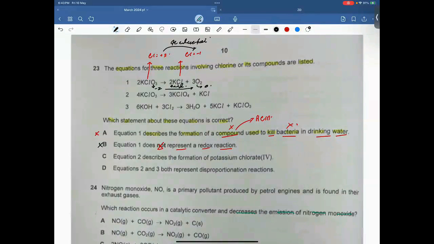Let's talk about C. Equation to describe the formation of potassium chlorate(IV). Let me find out the oxidation state in KClO4. Chlorine is X, potassium is +1, oxygen is -2 times 4, equals 0. Then X minus 7 equals 0, then X equals +7. So it is potassium chlorate(VII), not IV. So the right answer is going to be D.